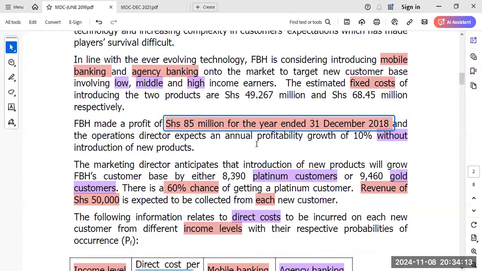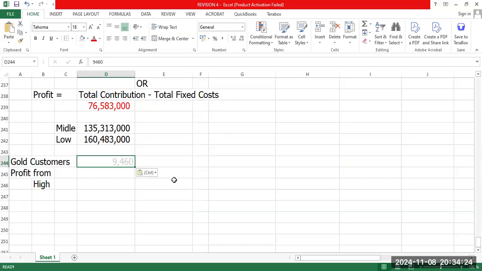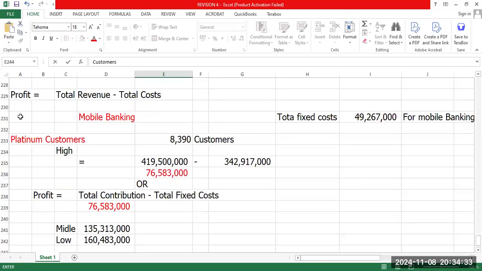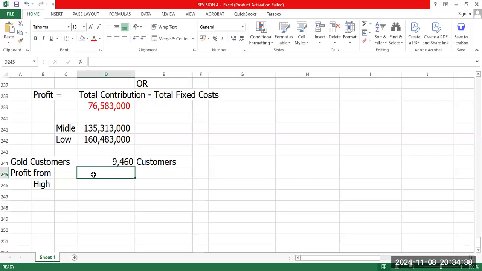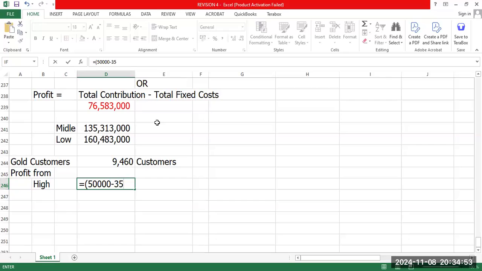For gold, where is it? It is here. Okay. That's our number of customers. These are our customers. And the fixed cost is the same since you're handling mobile banking. So I will just get my revenue, which is 50, minus, for high, it is still 35. Okay.